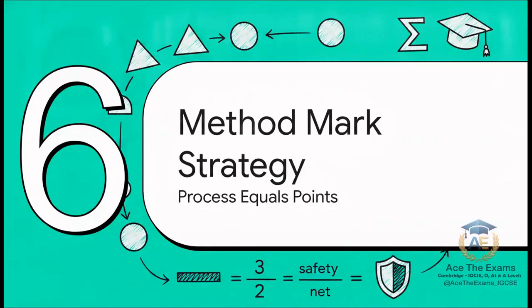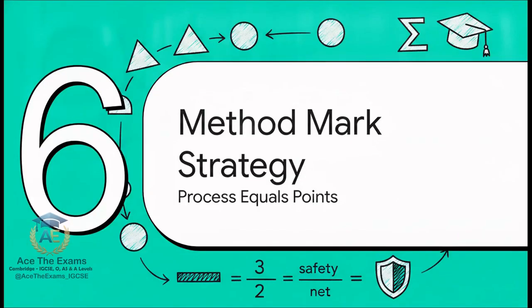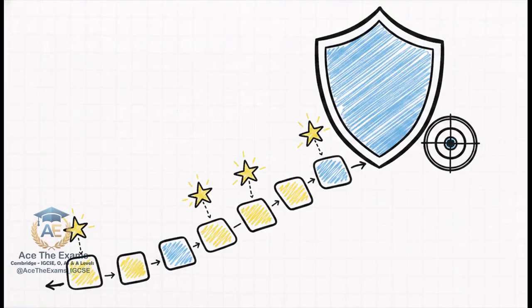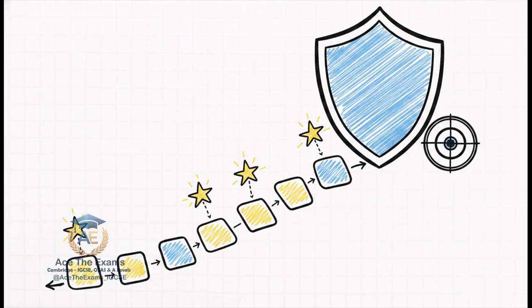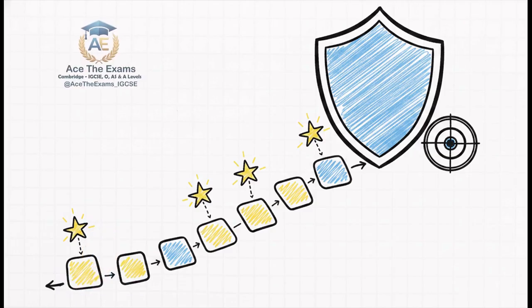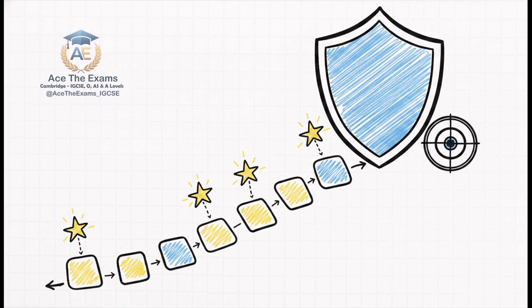Finally, we reach Section 6, the method mark strategy. If you remember only one single thing from this entire explainer, please let it be this. This is the ultimate safety net for Cambridge math students. Listen closely to this examiner alert. Students needlessly lose marks simply by not showing their working out. In the 0606 syllabus, marks are consistently awarded for the process itself. Systematic processing requires you to execute your analysis with clear, undeniable working.